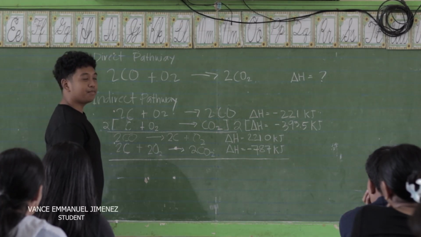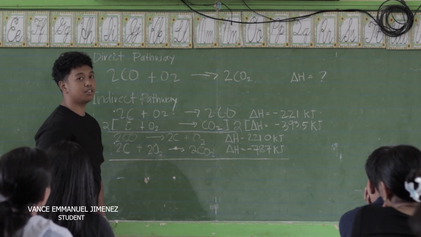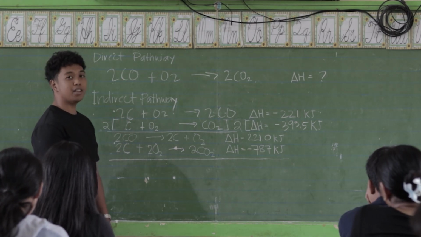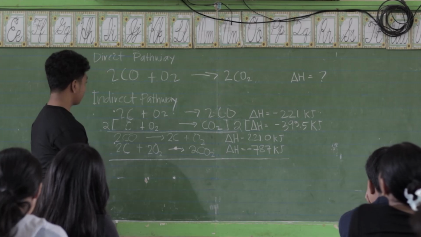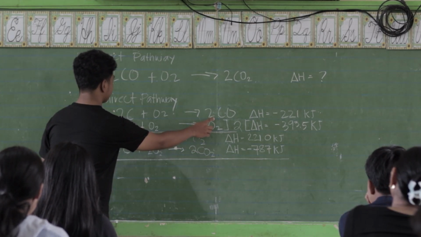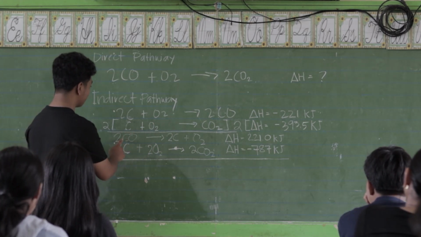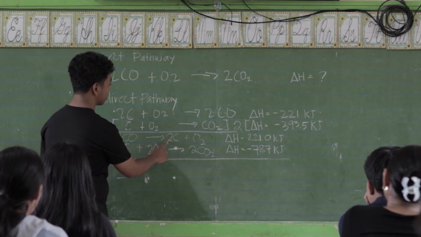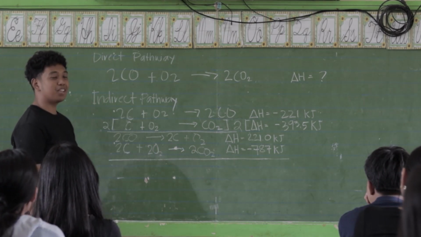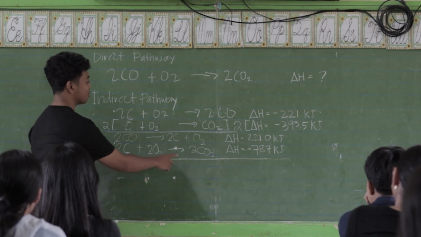As you can see in the first indirect equation, the 2 carbon monoxide is in product position, and in the direct pathway it is in reactant position. So we need to manipulate the first indirect equation. In manipulating the equation, we need to transfer that 2 carbon monoxide to reactant position, and we come up with 2 carbon monoxide yields 2 carbon plus oxygen gas. In the second equation, we need to multiply it by 2. So we come up with 2 carbon plus 2 oxygen gas yields 2 carbon monoxide.